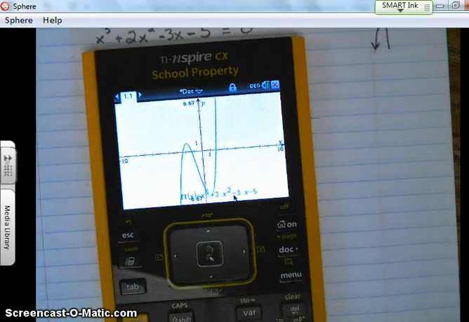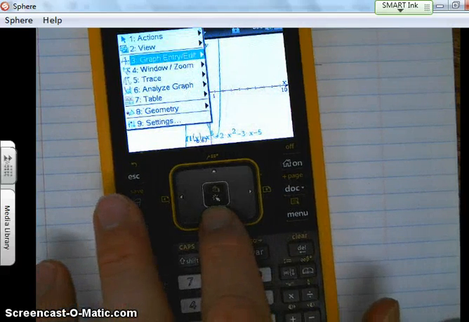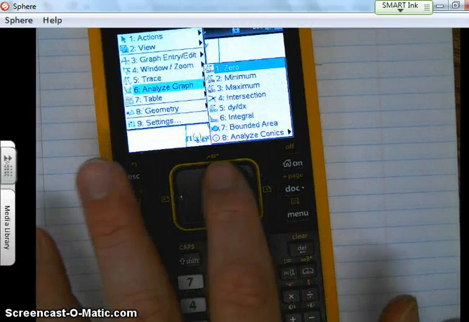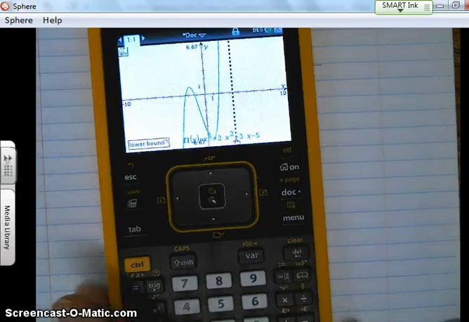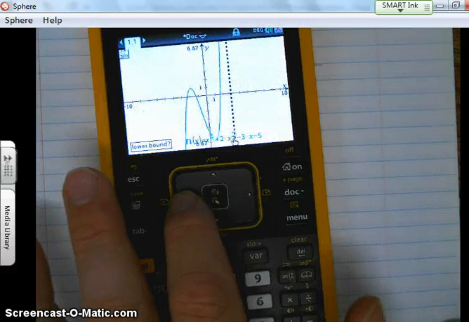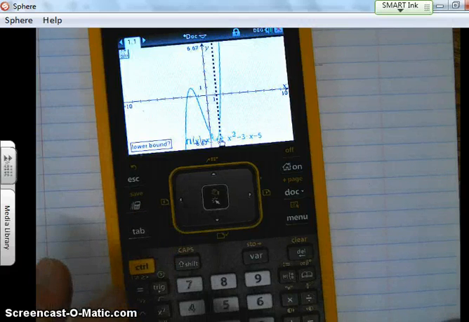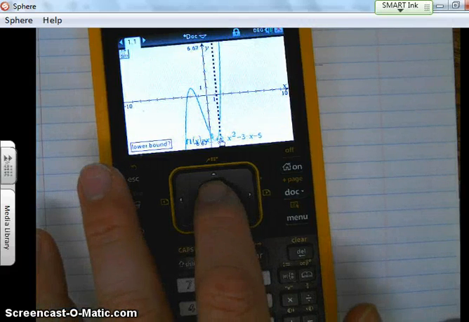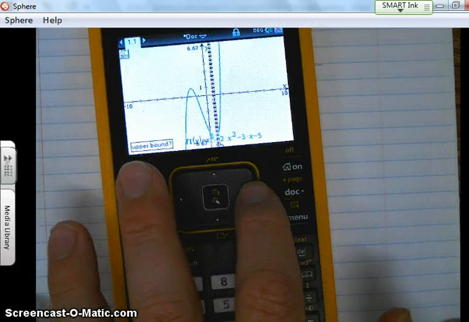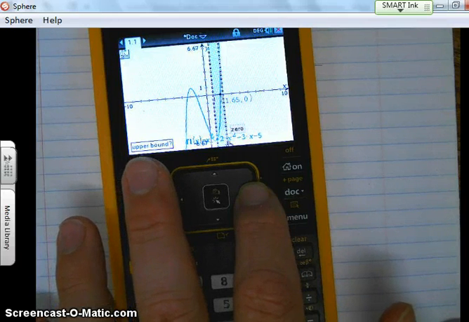To use our calculator to get those solutions, we're going to go to Menu. We're going to go down here to Analyze Graph. Arrow to the right. And we want to find zeros, number 1. It says lower bound. So let's find the one over here first. I'm going to go to the left, enter, or press this button. And then it says upper bound, so I'm going to bound it on the right side. There it is.